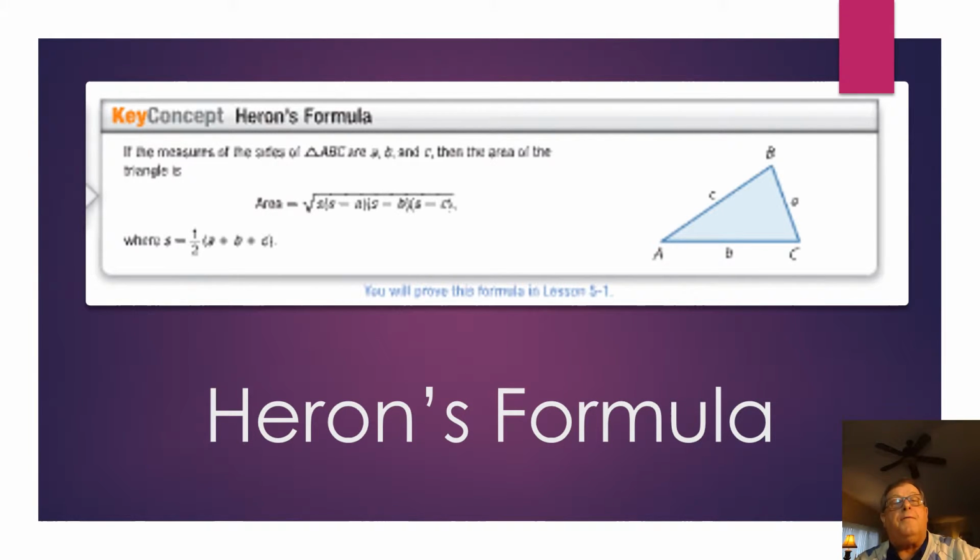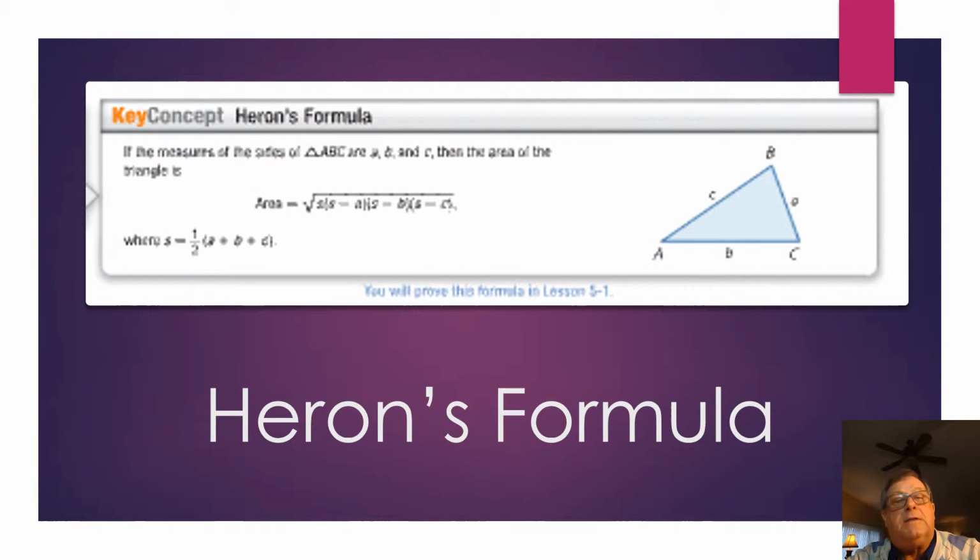Well, how about we talk about finding the area of oblique triangles? Fortunately for us, we have a formula that will help us do that, and it's called Heron's formula. So let's explore Heron's formula, and then we're going to work a couple of examples. In Heron's formula, if we know the side measures of all three sides of an oblique triangle, we can use that information to find the area of that triangle.